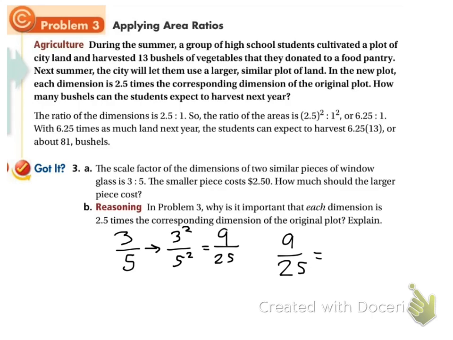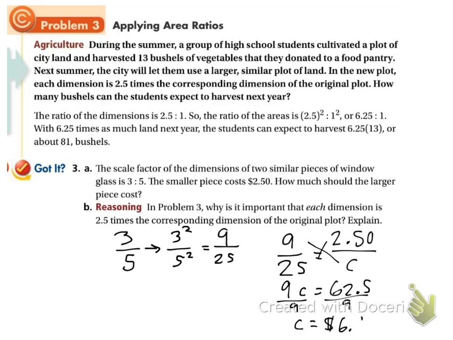Now we can use that to figure out our cost. So the cost of the smaller piece, which goes on top with the 9, was $2.50. And we've got to figure out what the cost is. We're going to cross multiply. 9c is equal to 62.5. And we divide by 9. We get that the cost is about $6.94.